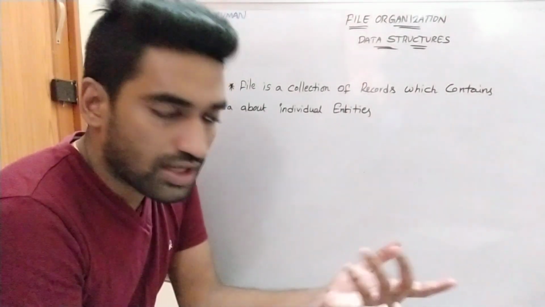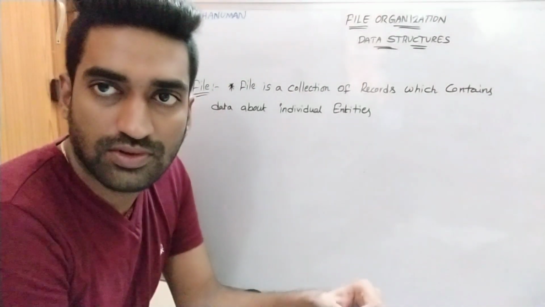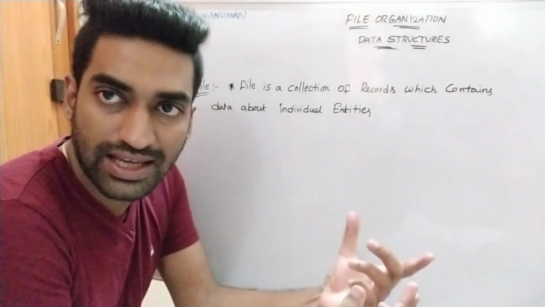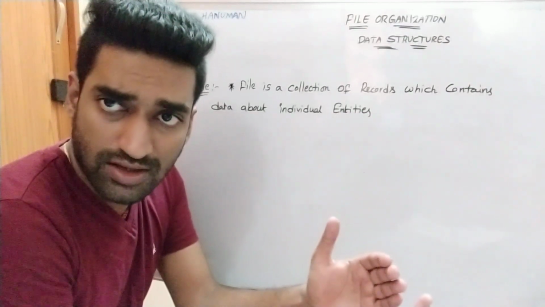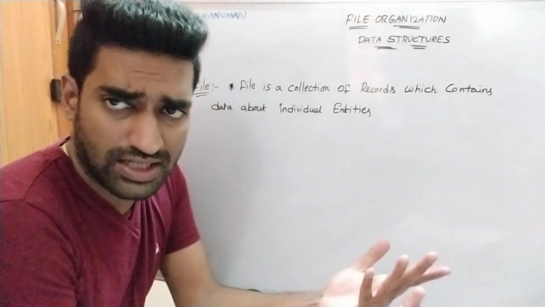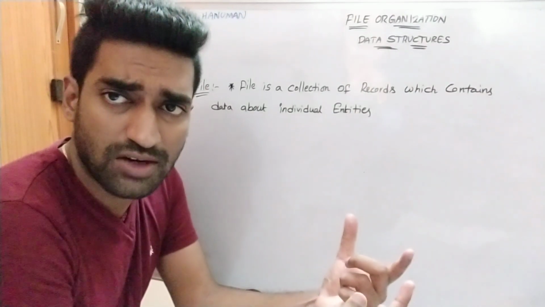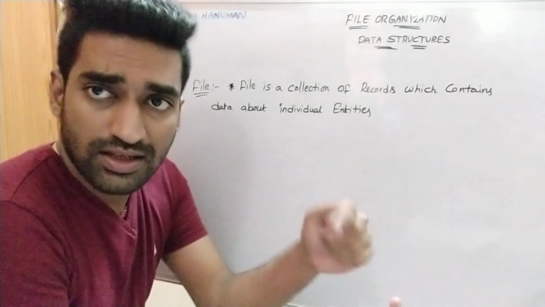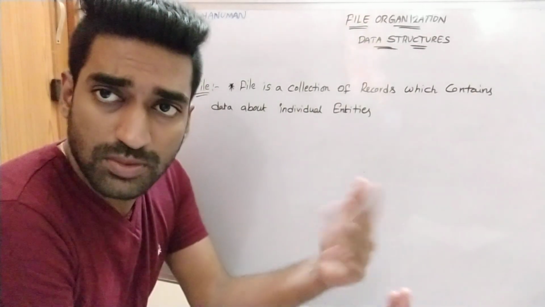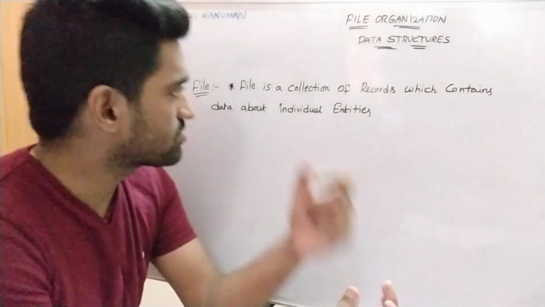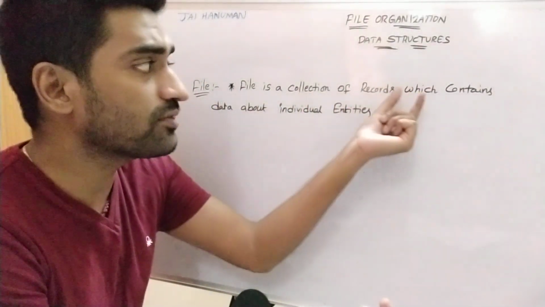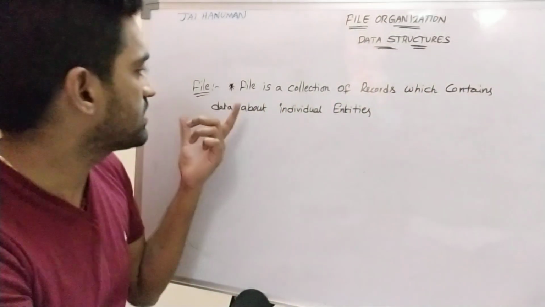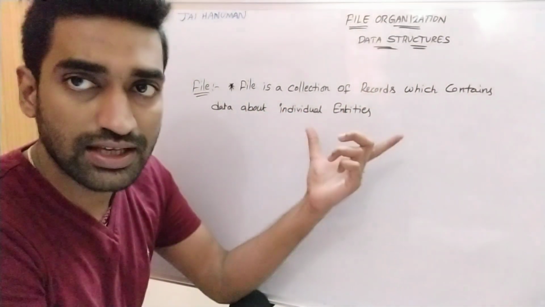For suppose I am considering a student file. What is the meaning of file here? It is a collection of more than one student, which can be organized in the form of a file. Individual student information can be treated as a record. So simply, a file is a collection of records which contains the data about individual entities.